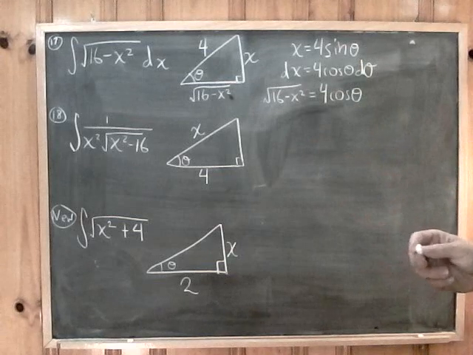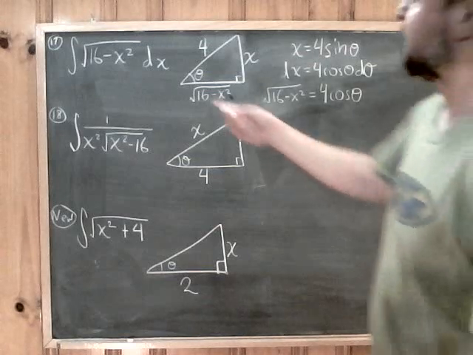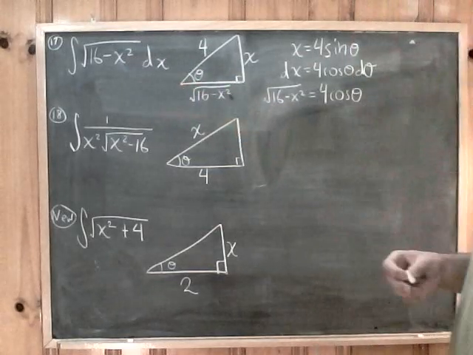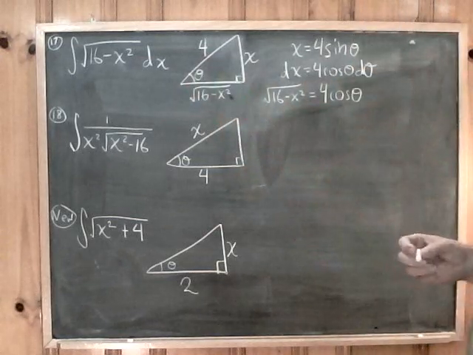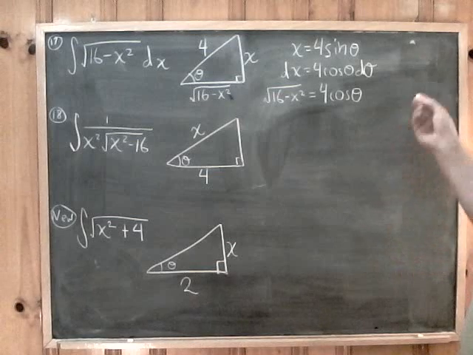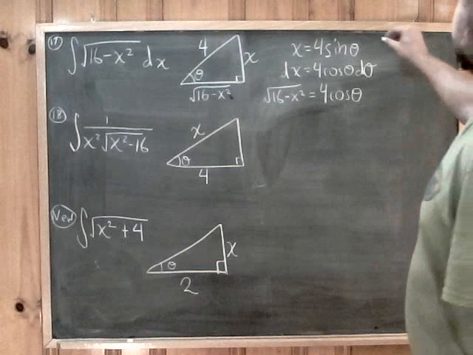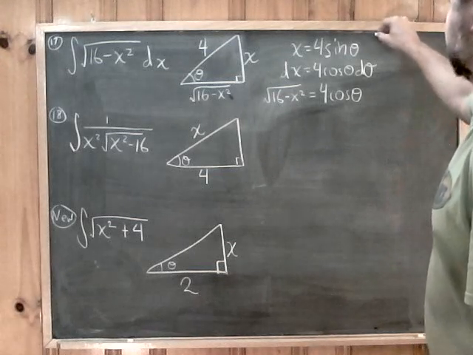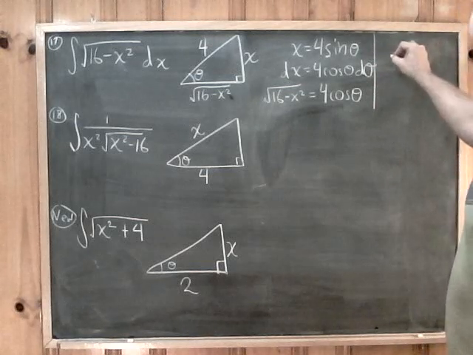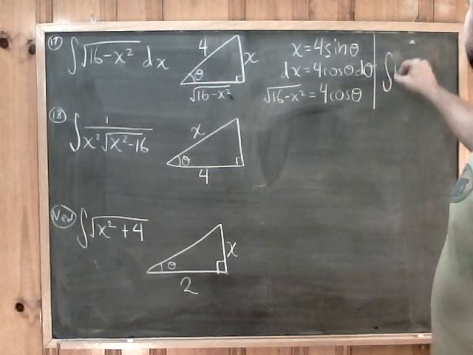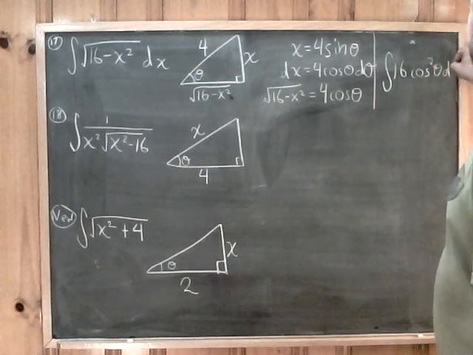So that means I can rewrite my original pretty quickly. The square root of 16 minus x squared turns into 4 cosine theta. And the dx turns into 4 cosine theta d theta. So I get 16 cosine squared theta. So the rewrite of this would be the answer if I stop here: 16 cosine squared theta d theta.